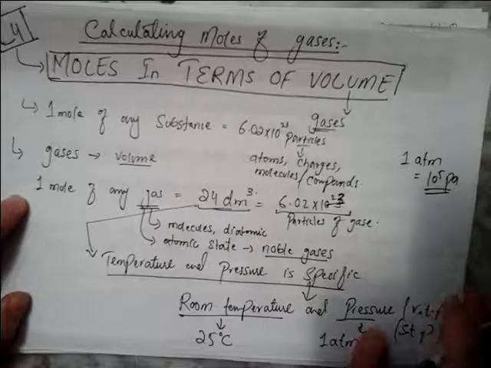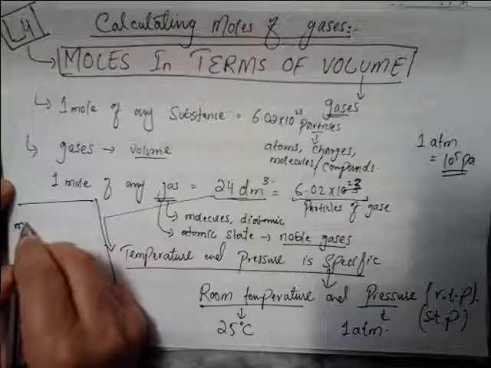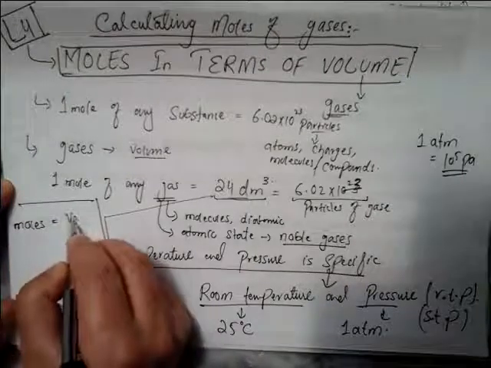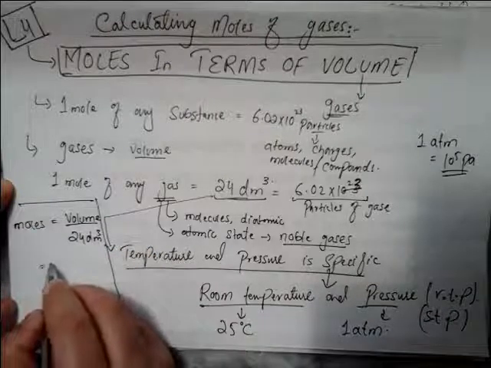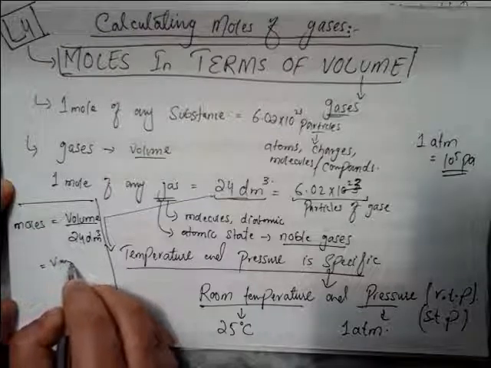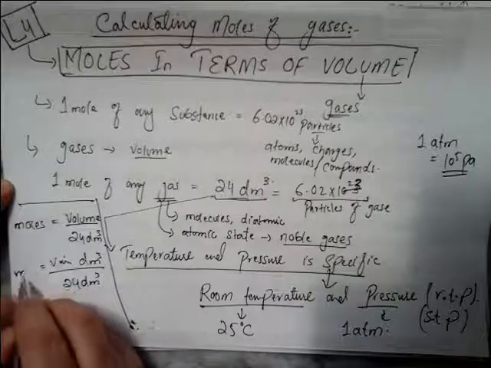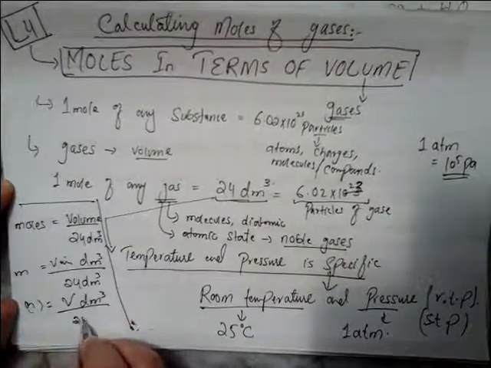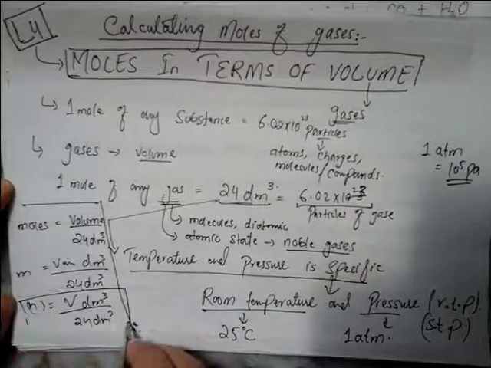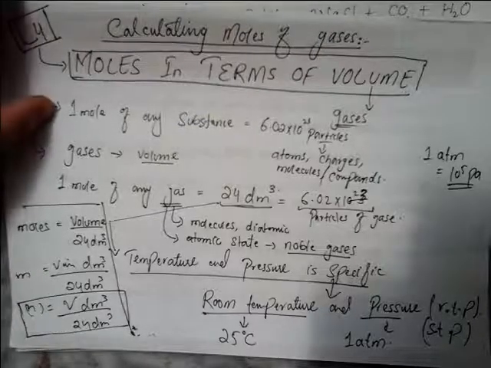So now coming towards the formula of moles. The moles of gases is equal to volume divided by 24 decimeter cube. This volume must be given in decimeter cube. So volume in decimeter cube is divided by 24 decimeter cube. This is mole, usually denoted by n. So n is equal to V in decimeter cube divided by 24 decimeter cube. This is the relation usually used for calculating the moles of gases at RTP or STP. Is that clear?